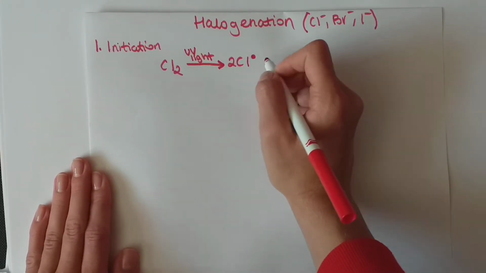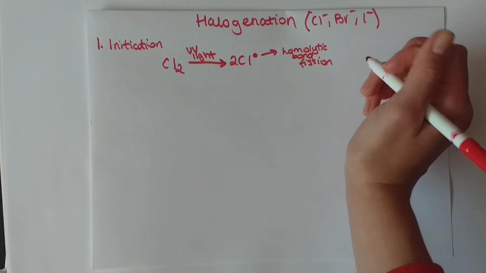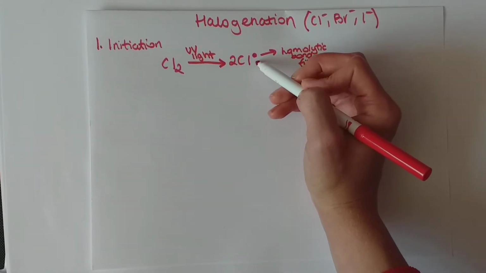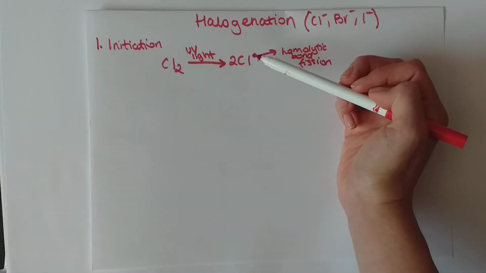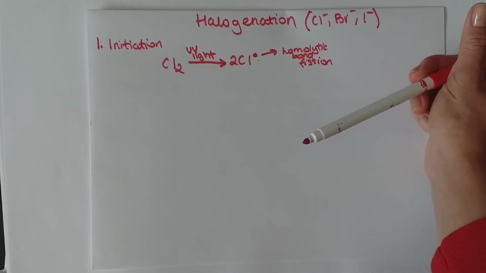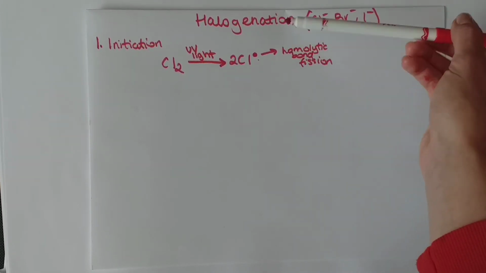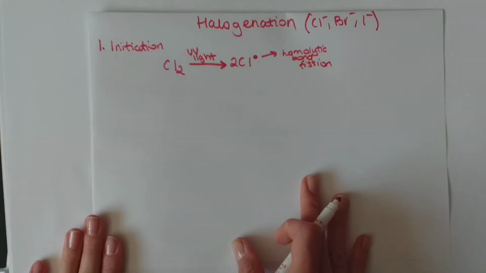This is a homolytic bond fission. And what this means is that each chlorine gets 1 electron. Therefore, it forms a radical. A radical is a species with only 1 electron. So both chlorines get 1 electron, therefore they become radicals, and we need that radical for our next step.